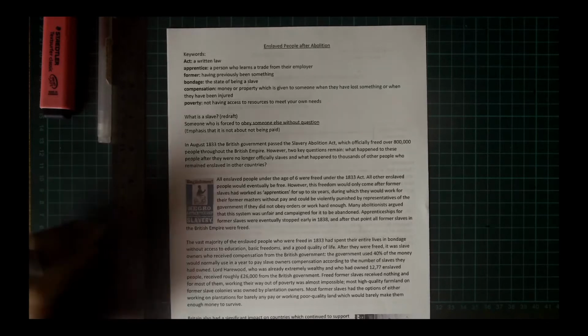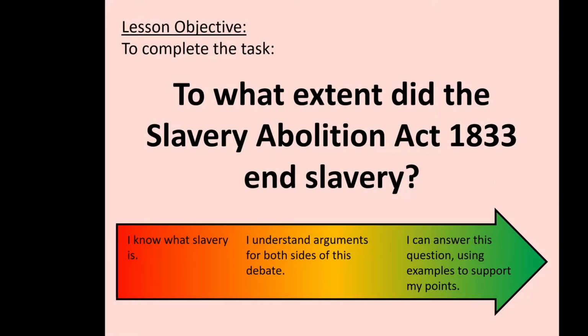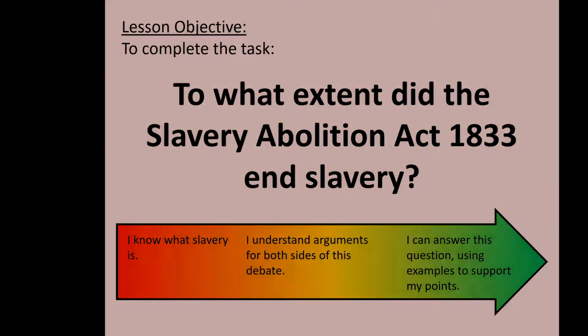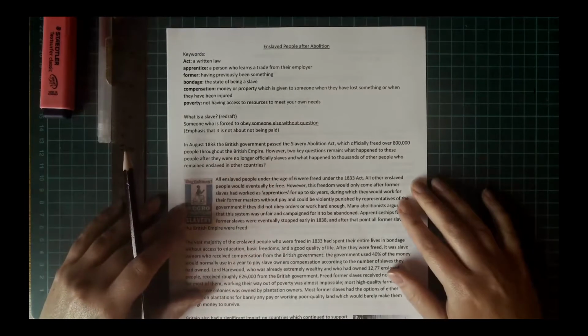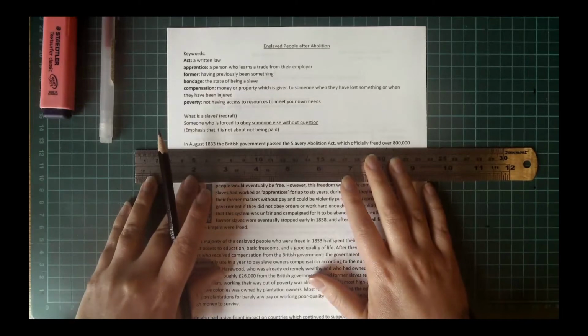So, when we ask this question, to what extent did the act end slavery, we're talking about the extent to which the act ended these people having to obey other people, or they would die, or they would slowly die if they weren't directly killed. And that's what we're going to look at now. So have your reading in front of you, have a ruler that you can use to track the reading, and then you can read through it with me.